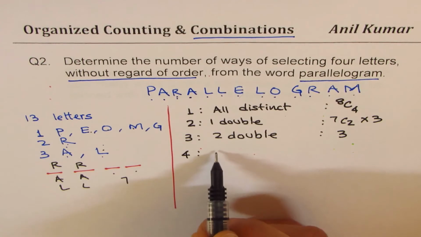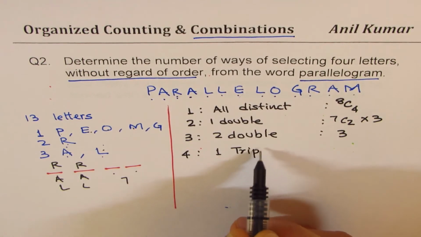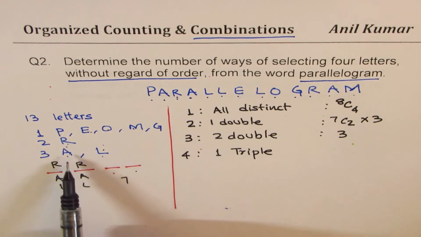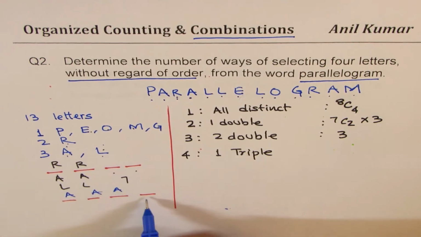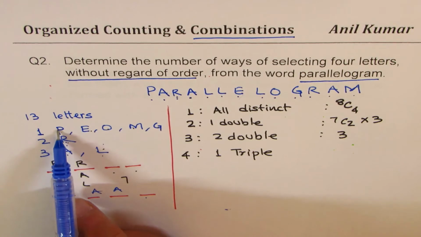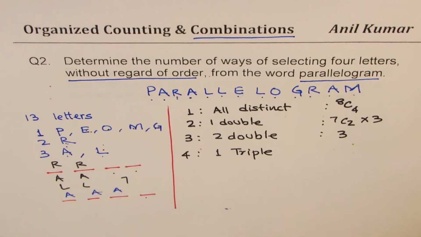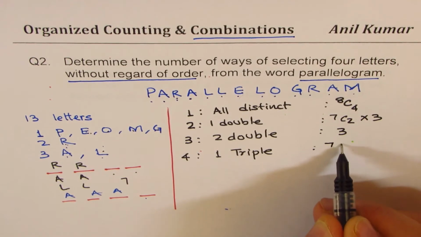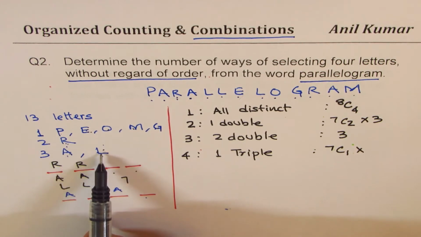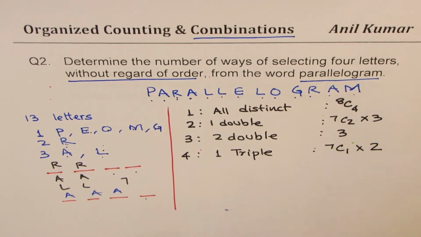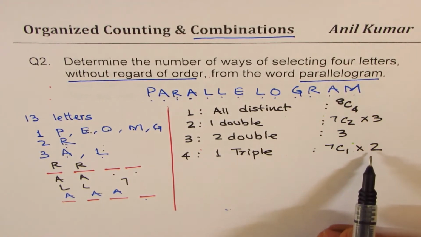Now, another case could be we could have one triple. So if I have a triple, I could go with A's and L's. So let me redo for triples. Triples means I could have three A's, right? And this position is open for 1, 2, 3, 4, 5, 6, 7. So one position is open for 7. So we have 7C1, one position. And we could do it for A's, and we can also do it for L's because they have three numbers. So it can be done for two of them. Is it okay?